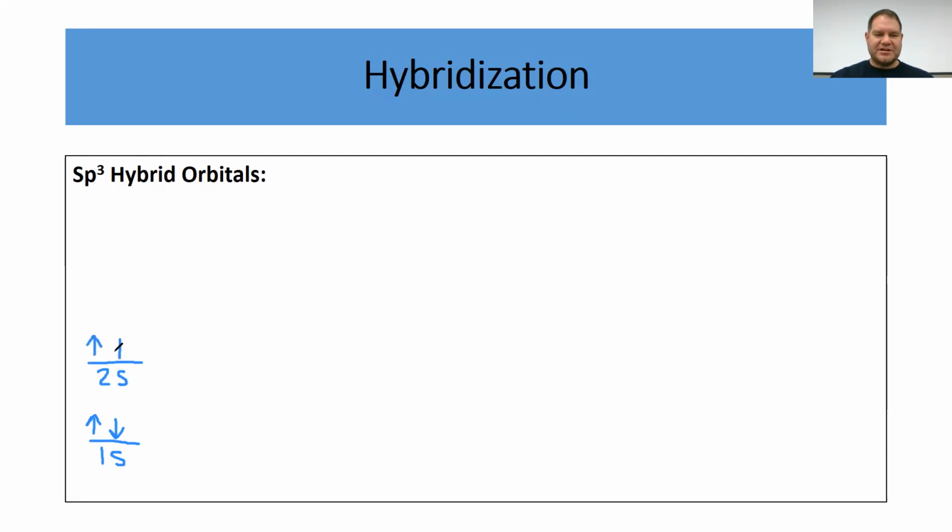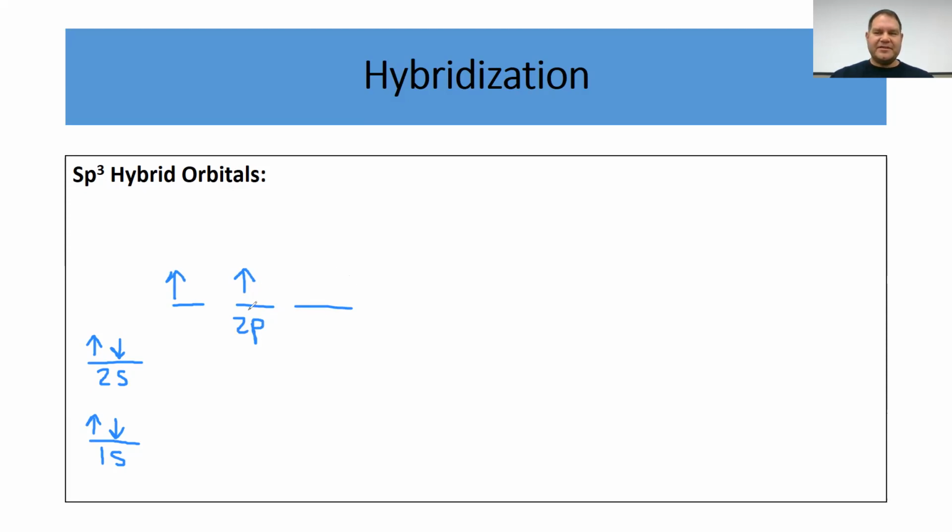And that 2s subshell is also full, okay? And then we go to the p subshells, the 2p. For carbon, it has one electron in one of those p orbitals and another one in another p orbital, okay? So in other words, in the 2p subshell, we have two 2p orbitals that are half full, and the other p orbital is empty, okay?